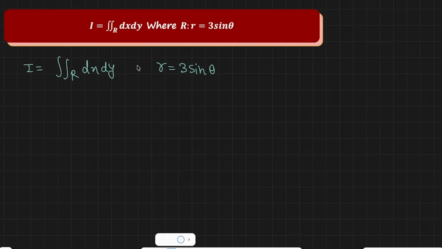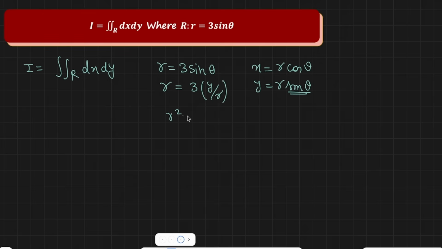Now, if you don't know how to take the theta, my simple suggestion is you convert this into Cartesian coordinates. How to convert? x is equal to r cos theta, y is equal to r sine theta. So sine theta is equal to y by r. So r is equal to 3y by r.